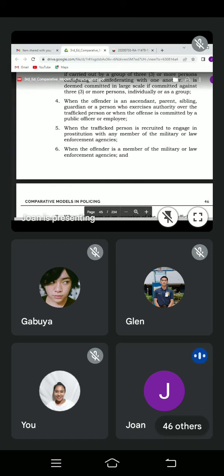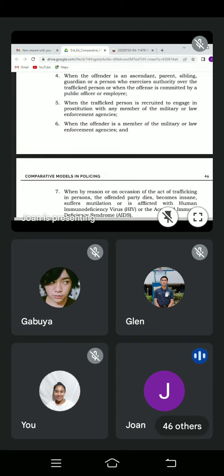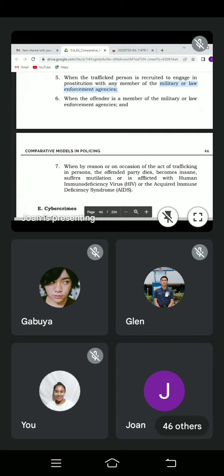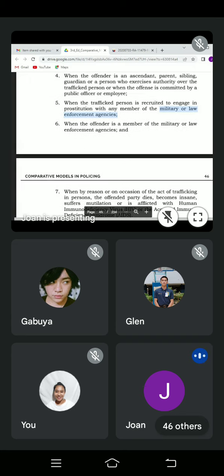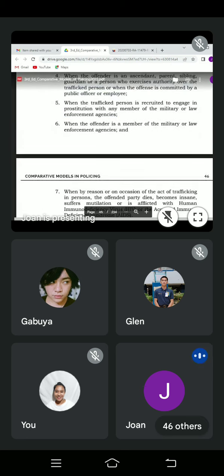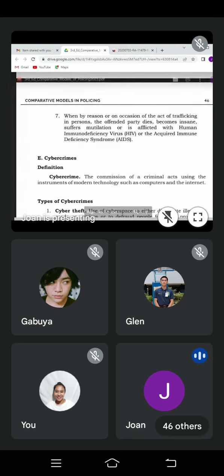Or when the offense is committed by a public officer or employee. So their penalty is really big. When the trafficked person is recruited to engage in prostitution with any member of the military or law enforcement. Okay. Military or police, recruiting the person so that the purpose is to traffic the person for sexual exploitation. So, the penalty is high.